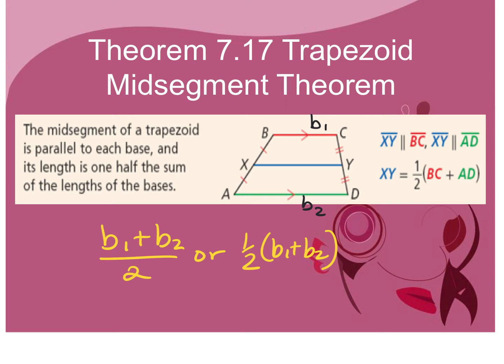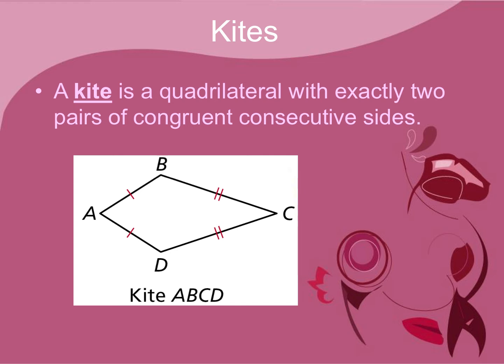Next, we're going to define a kite. A kite is a quadrilateral with exactly 2 pairs of congruent consecutive sides. Notice the consecutive sides that are congruent would be AB is congruent to AD. They're consecutive, one after the other. And then BC is congruent to CD. These are the exactly 2 pairs of congruent consecutive sides.